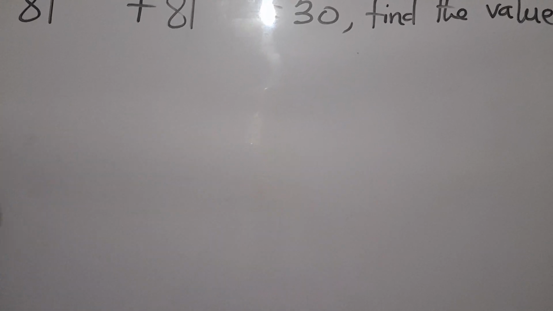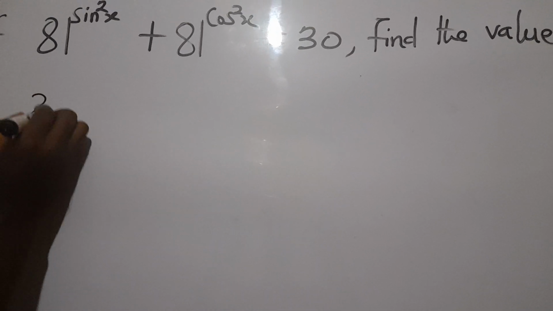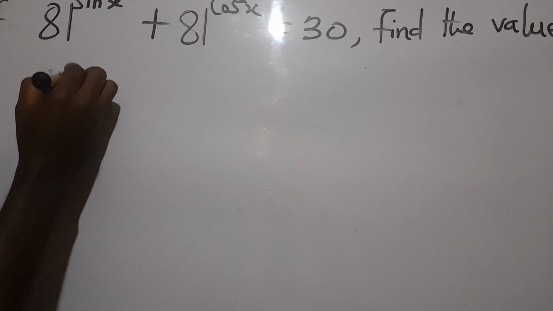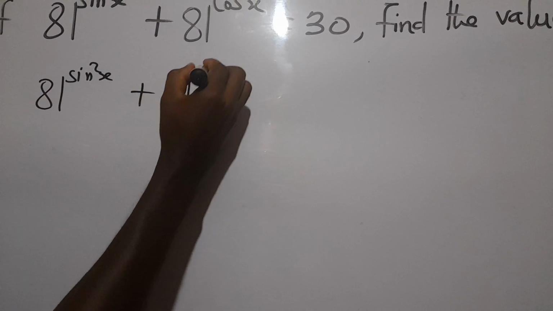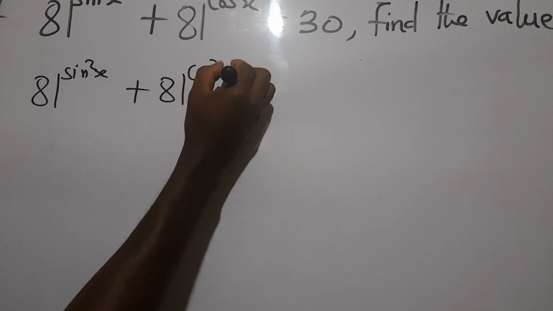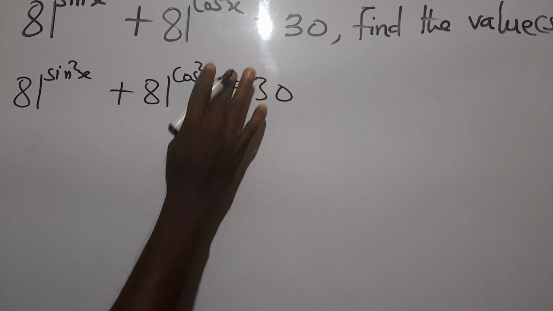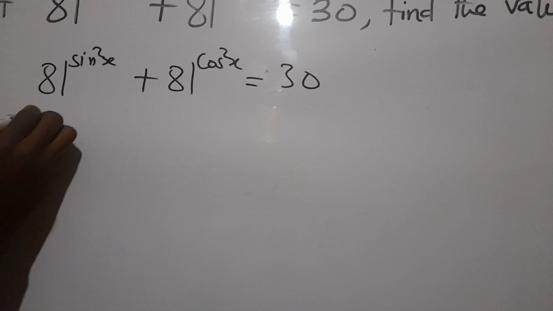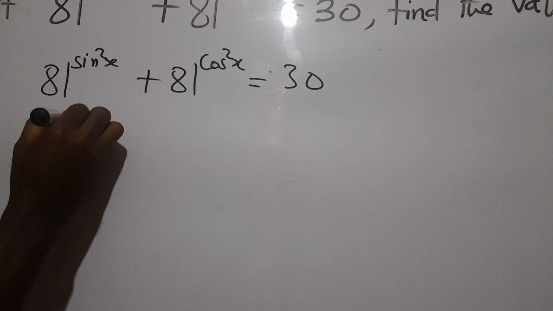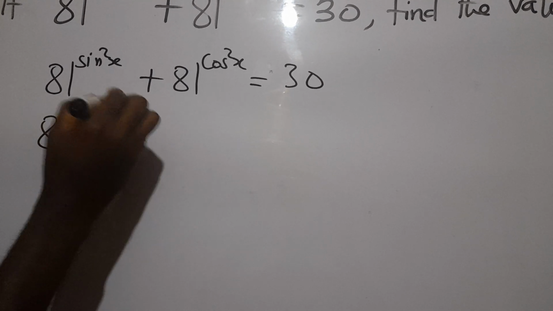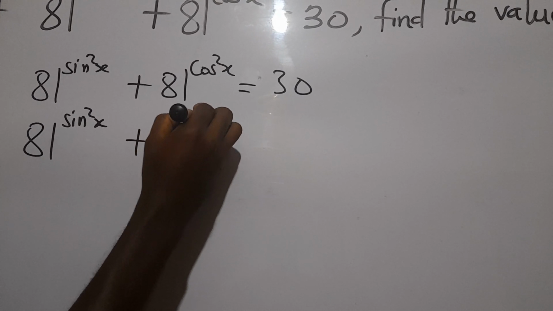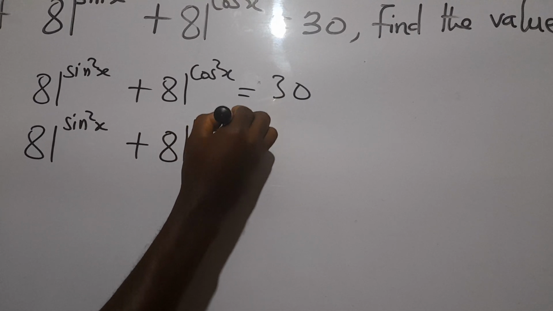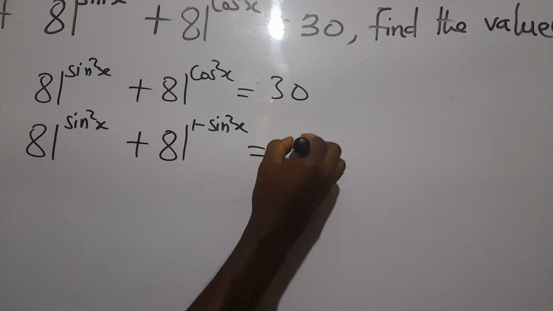Then we can say that our problem, which is 81 exponent sin square x plus 81 exponent cos square x equal to 30, can be rewritten as 81 exponent sin square x plus 81 exponent 1 minus sin square x, all equal to 30.